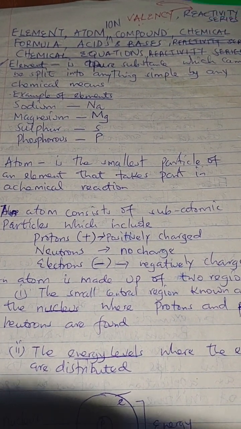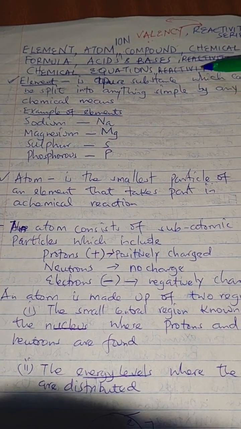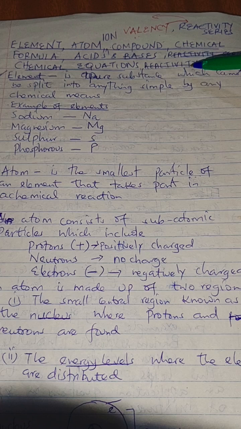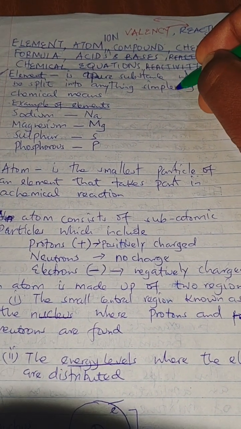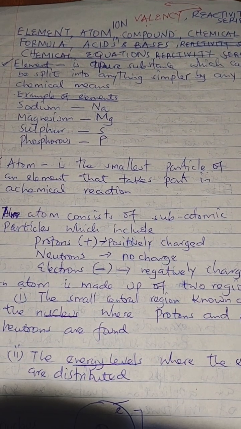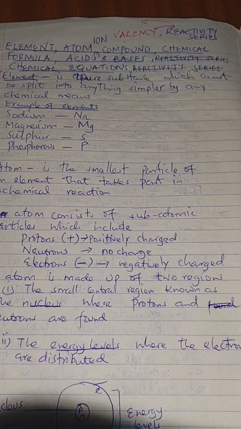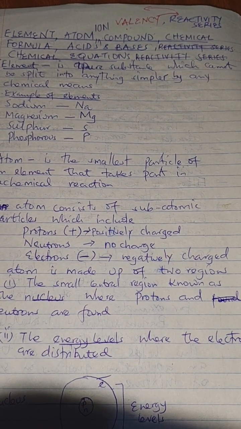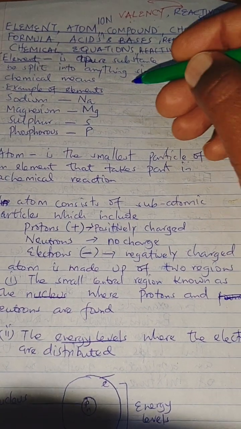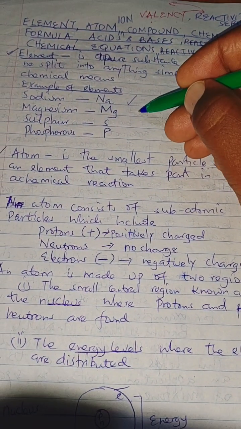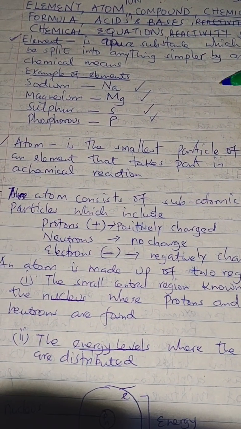So as we said in our last video, an element is a pure substance which cannot be split into anything simpler by any chemical means. We have elements, for example, sodium, symbol Na. We have magnesium, sulfur and phosphorus. Those are examples of elements.